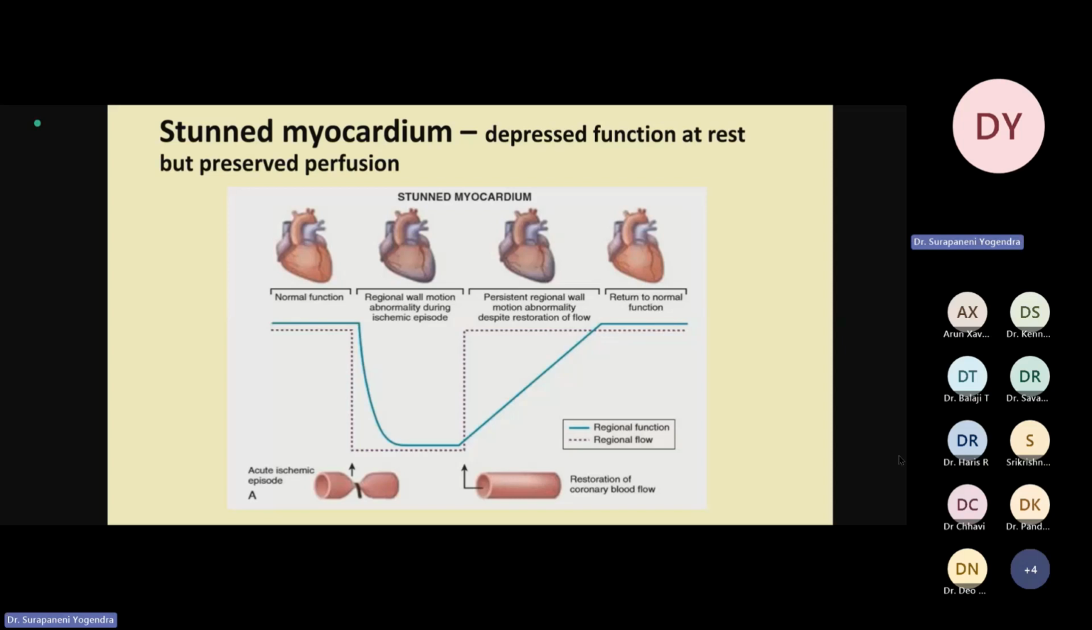Following an acute ischemic episode, the regional wall motion abnormality occurs, and with restoration of coronary perfusion or coronary blood flow, there is gradual return of wall motion to normal.